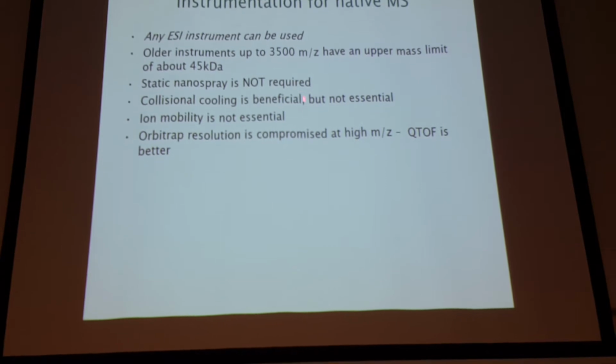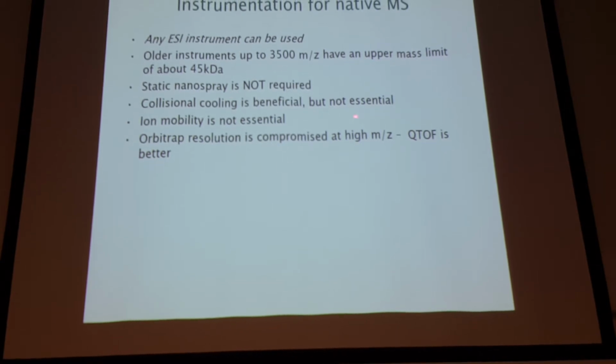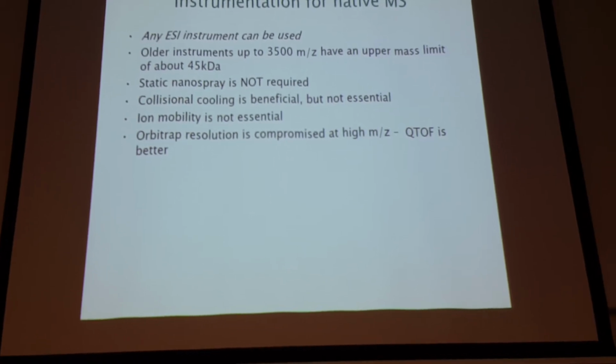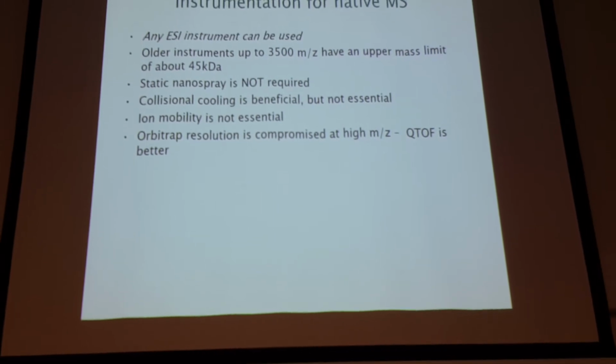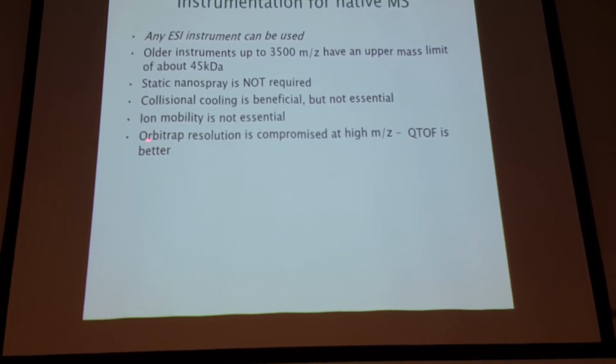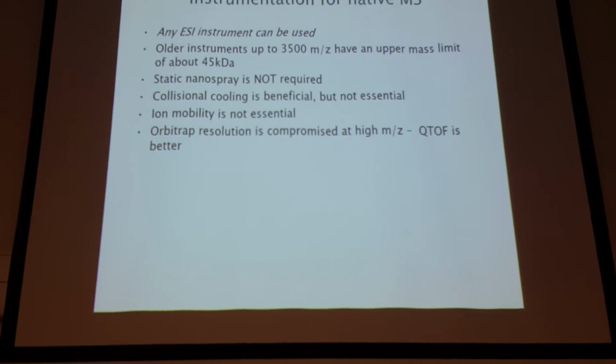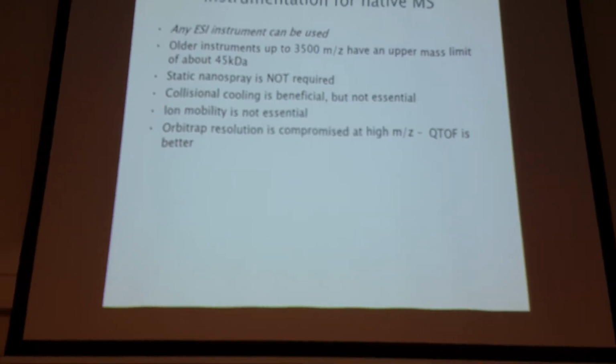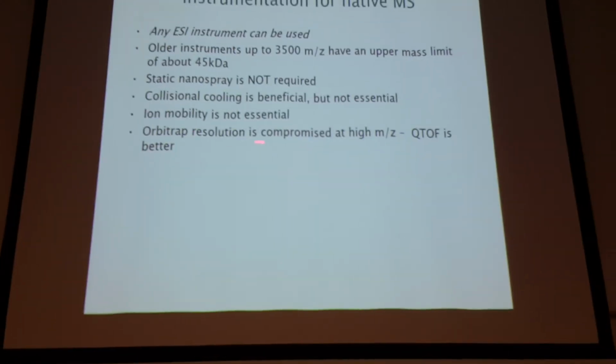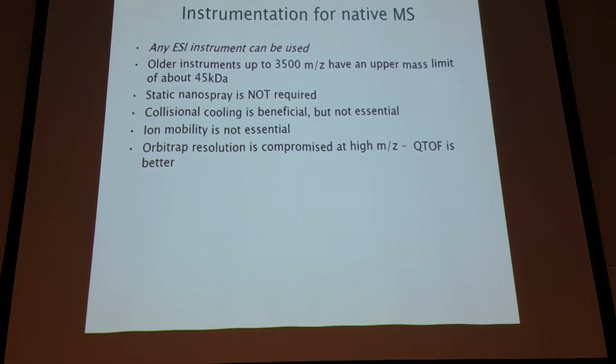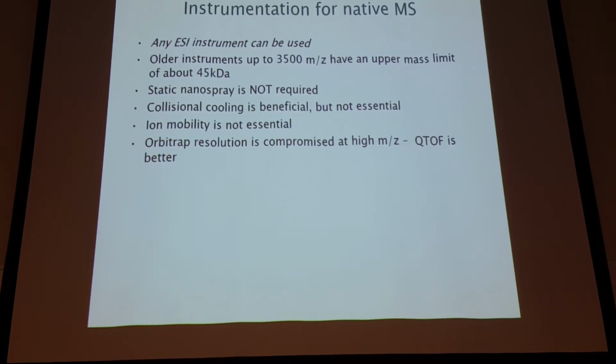You can use static nanospray, but it's not essential. Collisional cooling is beneficial. I'll show you some data here, but it's not essential. Ion mobility is certainly not essential, and neither is use of an Orbitrap. In theory, this will give you higher resolution. However, that resolution is compromised at high m/z, and QTOF is actually better.